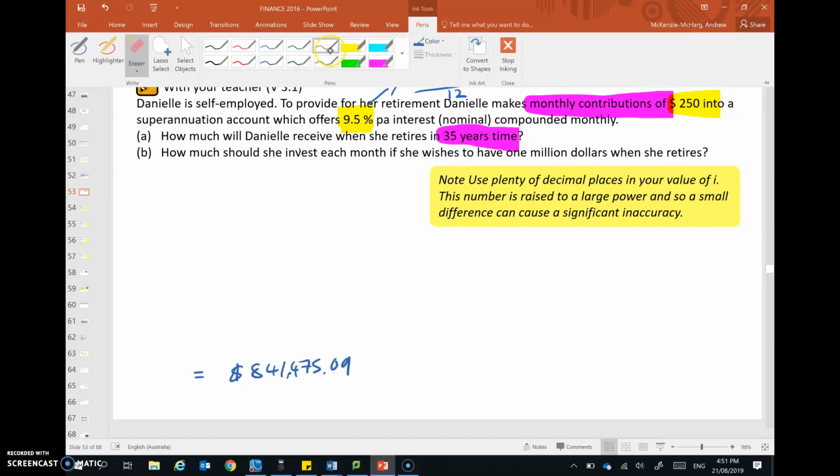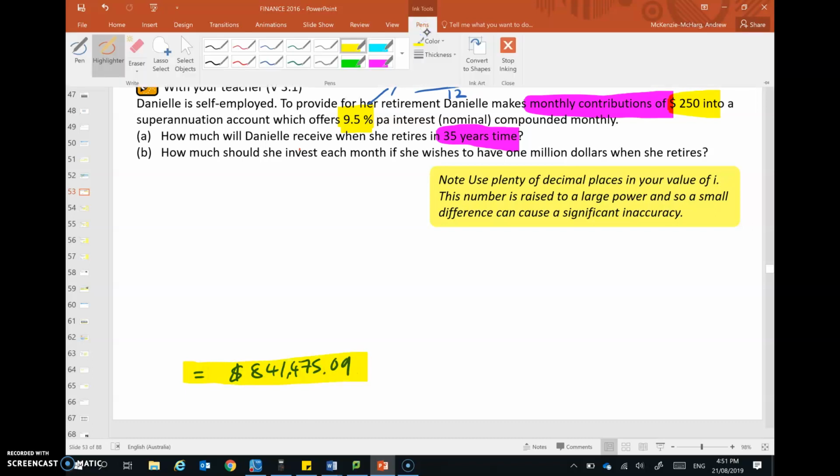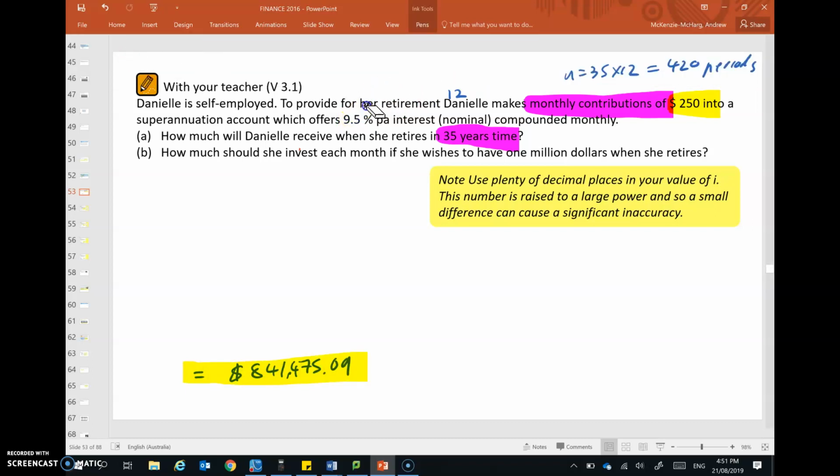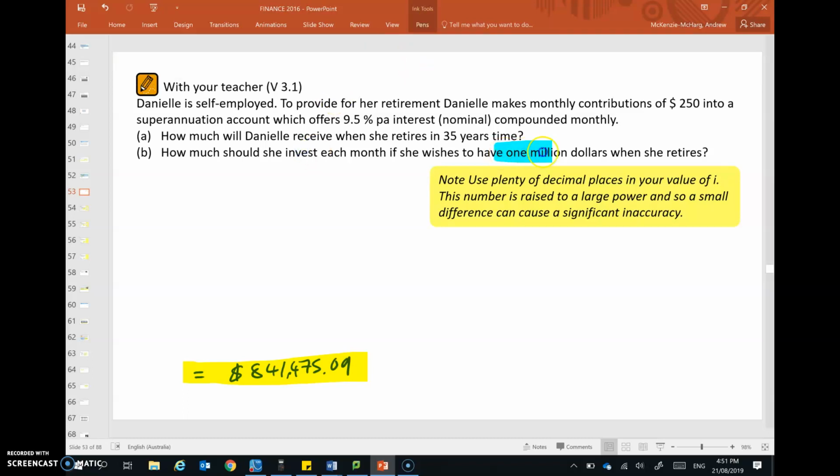this much here with her current contribution to this fund. But in part B, they're telling us that Danielle, in fact, wants to save more than that for her retirement. She wants $1 million. Okay?